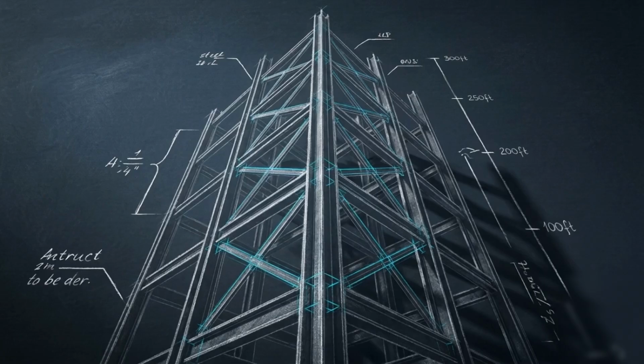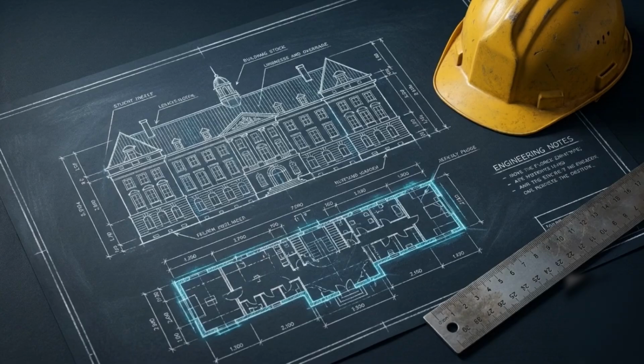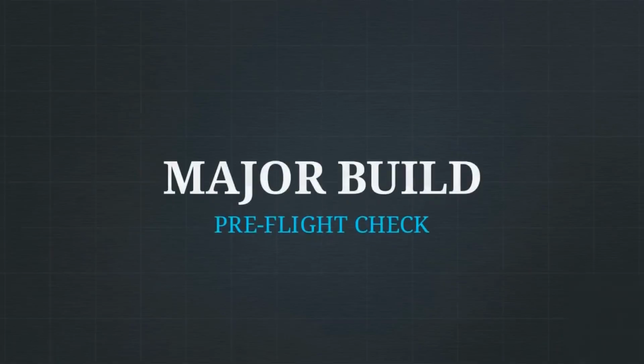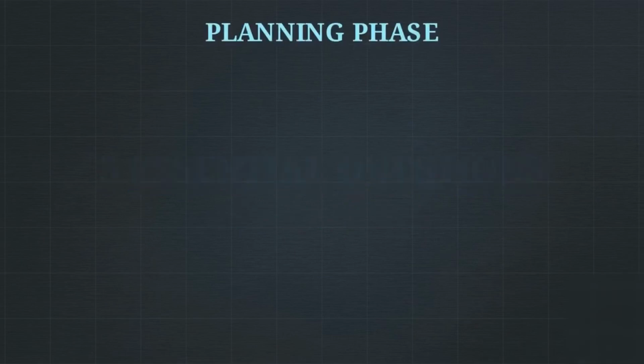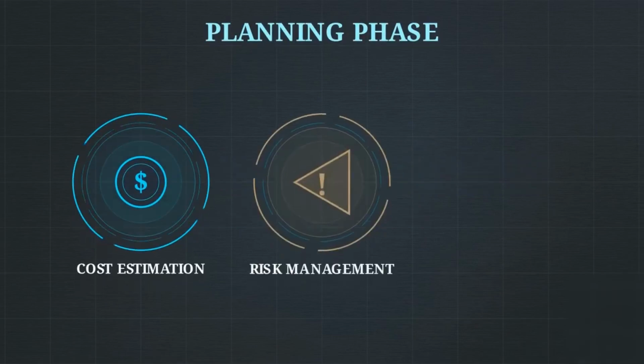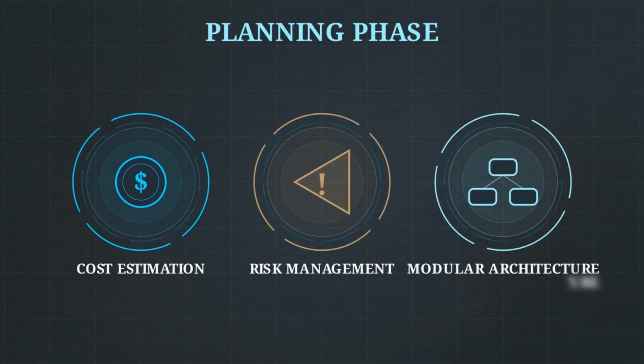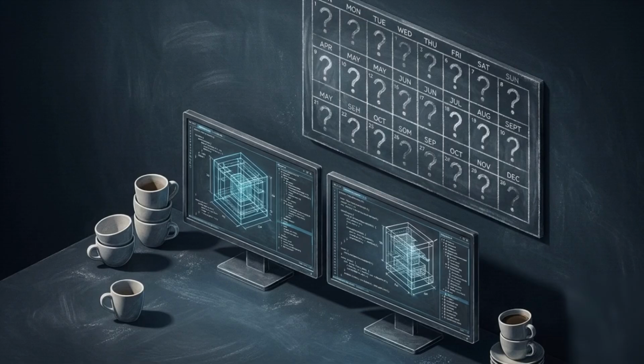Instead of just writing code, you treat the project like you are constructing a physical skyscraper. You need a solid blueprint before you pour the concrete. Surviving a major build depends on answering 3 questions before you write a single line of code. How much will it cost? What could go wrong? And how do we organize all the moving pieces? Let's start with that first question, figuring out exactly how much time and how many people your game will require.